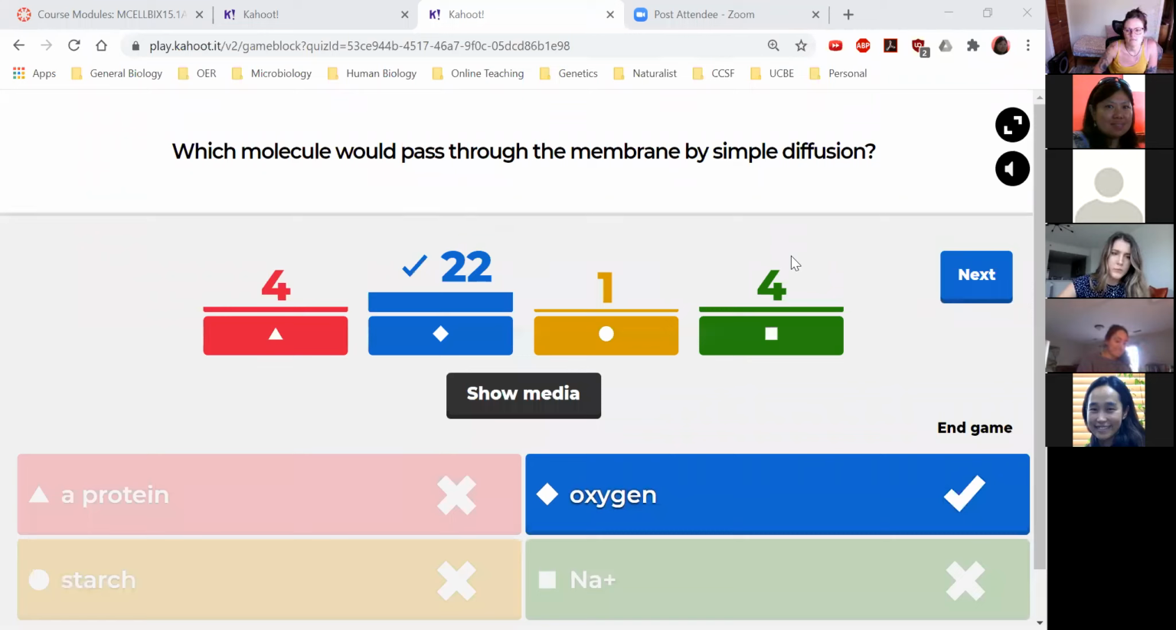Okay, this one asks which molecule will pass through the membrane by simple diffusion. If you look at the list, it should be relatively easy to pick out. Protein is way too large to cross the membrane by diffusion. Starch is way too large to cross the membrane by diffusion. Sodium ion is way too charged to cross the membrane by diffusion. So the only thing that can cross the membrane by diffusion out of this list is the oxygen molecule.